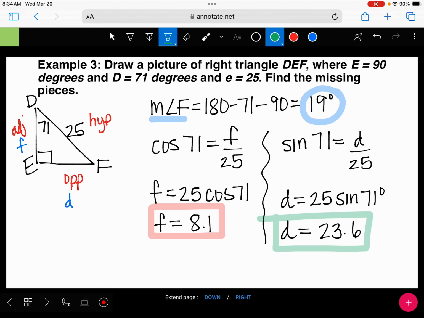So just remember, adjacent means right next to. So hypotenuse is always across from the 90 degree. It's the longest side. Adjacent means right next to. Opposite is across. So you can go ahead and check your answers. I'll give you a minute to make corrections.